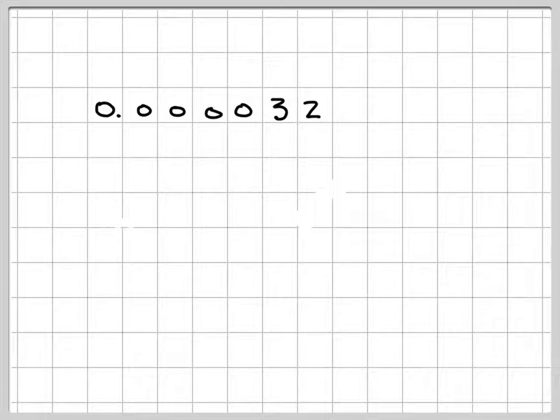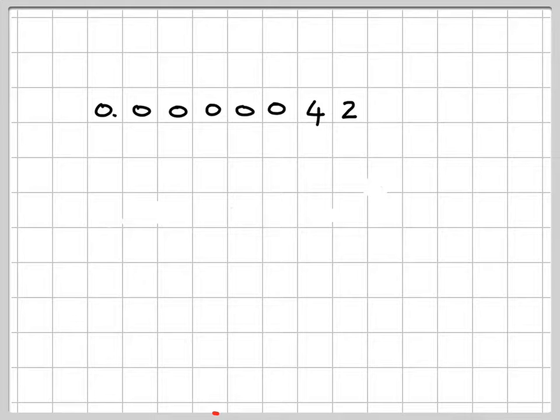Okay, right, let's look at the next one. This one, we're going to have to take the decimal from here, and it must go in between these two, because 32 would be too big. It's got to be a number between 1 and 10. So 3.2 will be a number between 1 and 10. So let's go about counting how many times the decimal has to move. 1, 2, 3, 4, 5. So then we're going to write that as 3.2 times 10 to the minus 5.